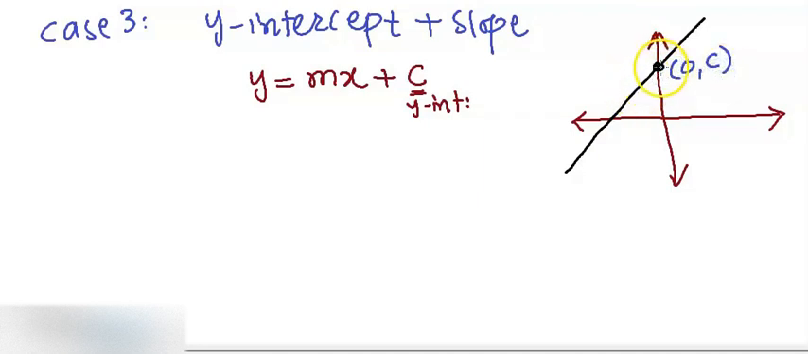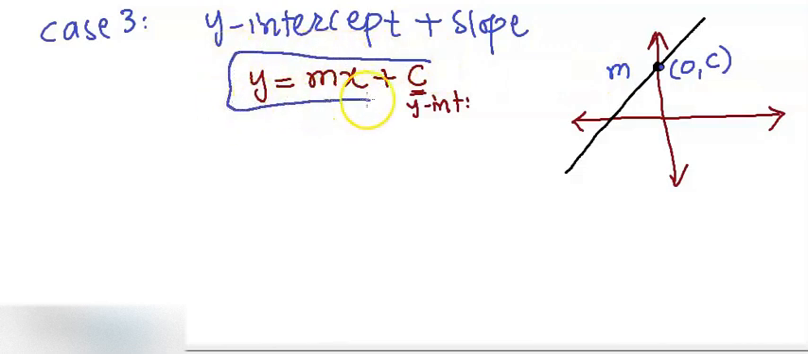So if a line has y-intercept, that is 0 comma c, or people call it c if it's just the y value, and let's say the slope of the line is m, then how will you form the equation of this line? You will use this formula, that is y is equal to mx plus c.